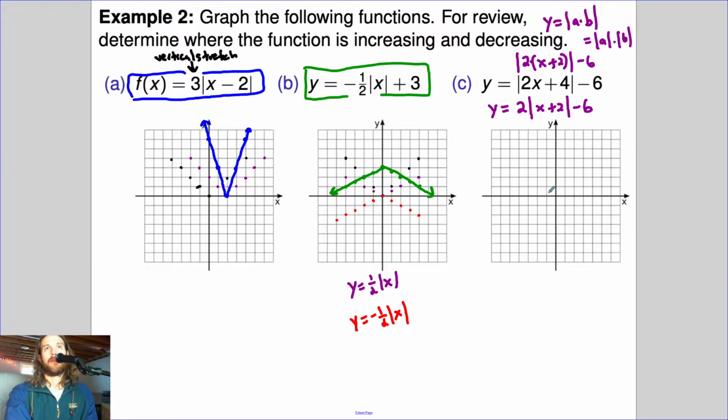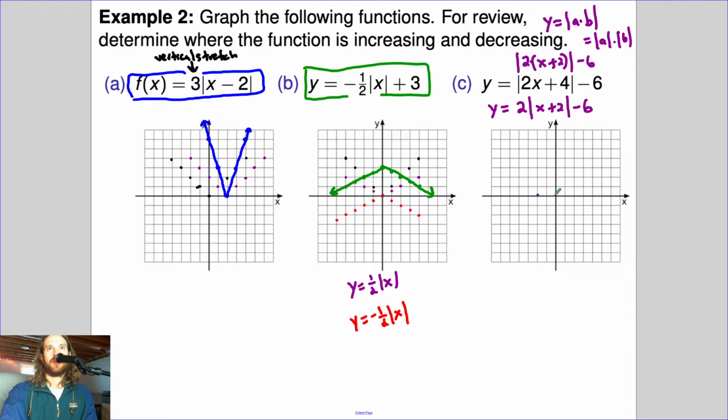So, all right, cool. My vertex, first thing that happens is it shifts to the left 2, then doubles the height of all the points, and then gets shifted down 6. So we can do this in stages. You can kind of do it all at once. I'll let you try it.